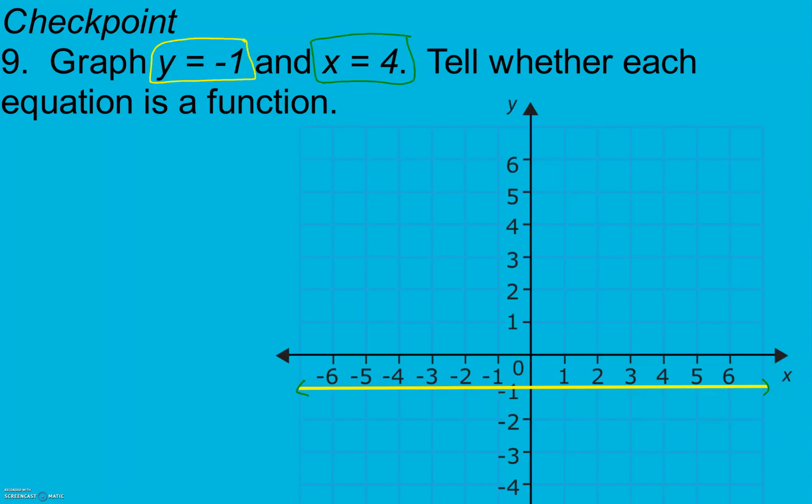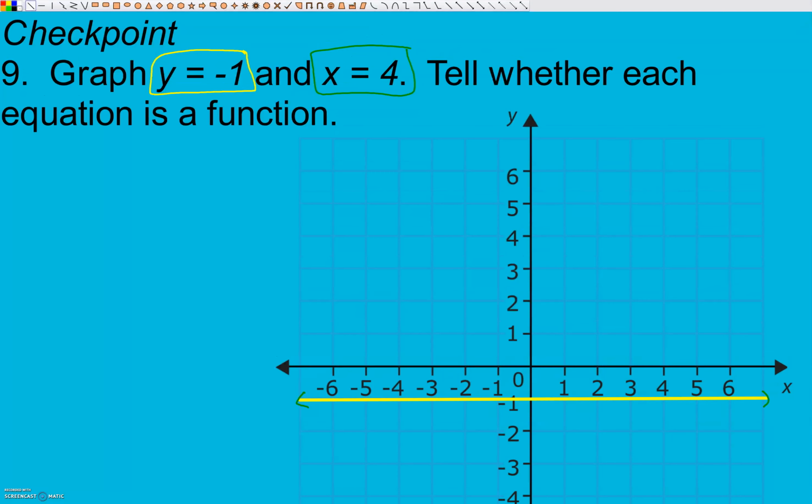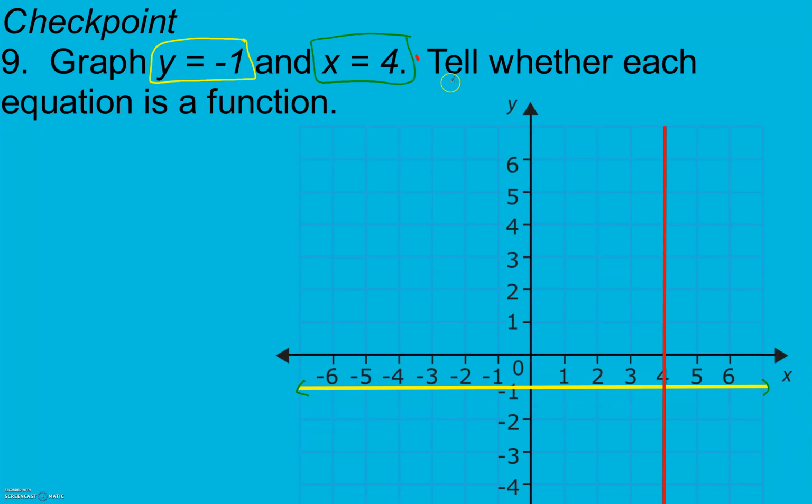X equals 4. Here is all my x's that are 4. So my x is 4 here, and my x is 4 here, my x is 4 here. So we connect all those with a vertical line. And then make sure we put arrows on the end. Okay, two separate lines. X equals lines are vertical, y lines are horizontal.